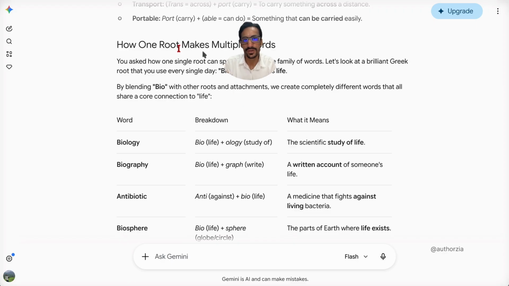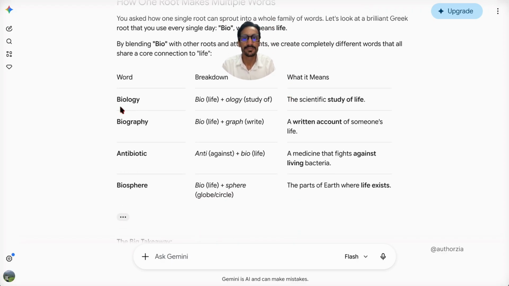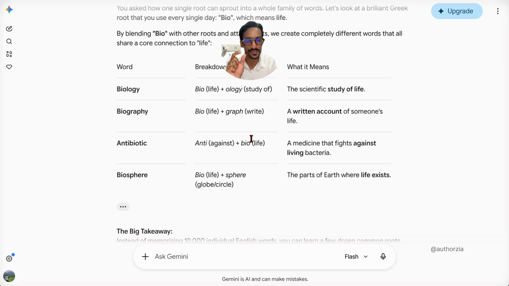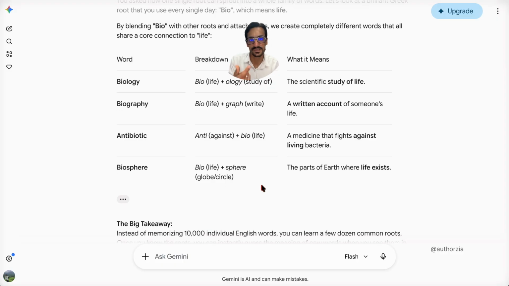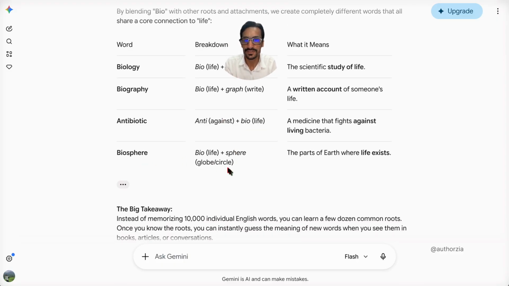नाउ यू सी हाउ वन रूट मेक्स मल्टीपल वर्ड्स. बायोलॉजी, यू सी, बायो मीन्स लाइफ, ओलॉजी इज स्टडी ऑफ समथिंग. सो बायोलॉजी में स्टडी ऑफ लाइफ. बायोग्राफी में लाइफ, बायो मीन्स लाइफ, ग्राफ मीन्स राइटिंग. So biography, that's why you have autograph also, writing. Then antibiotic, इसमें भी bio आ रहा है बीच, against life. Antibiotic जो हमें डॉक्टर्स देते हैं. So you see, anti against bio, life, antibiotic. Biosphere is life का जो circle है, circle of life.